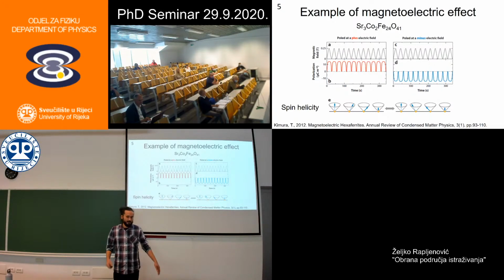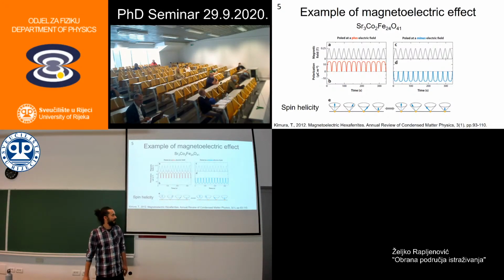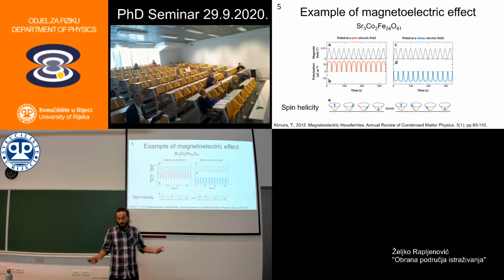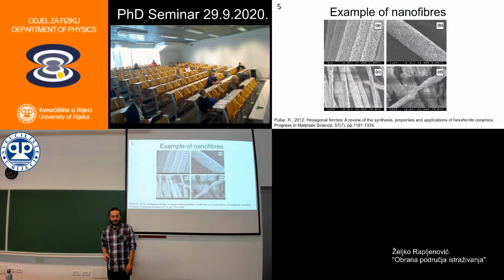Also, if we cool it with the electric field in the opposite direction, we get the opposite change, which is explained via the change in the spin helicity of this structure. One more example: they saw that the properties of these hexaferrites, the permittivity and permeability in the gigahertz range, could be enhanced if they form these fibrous structures. This is a rather novel thing in hexaferrites.